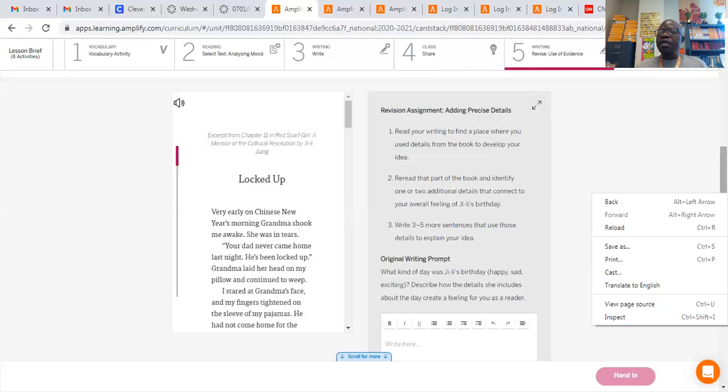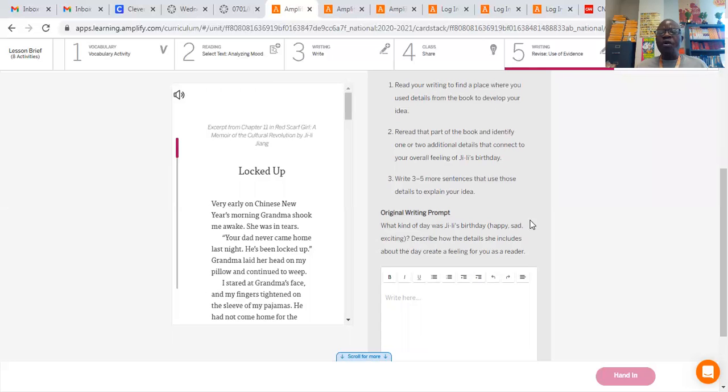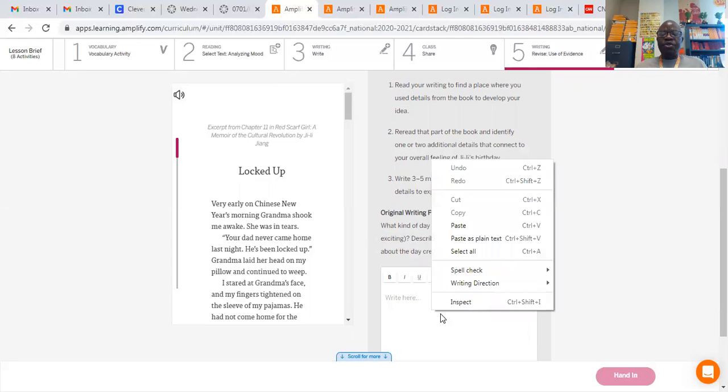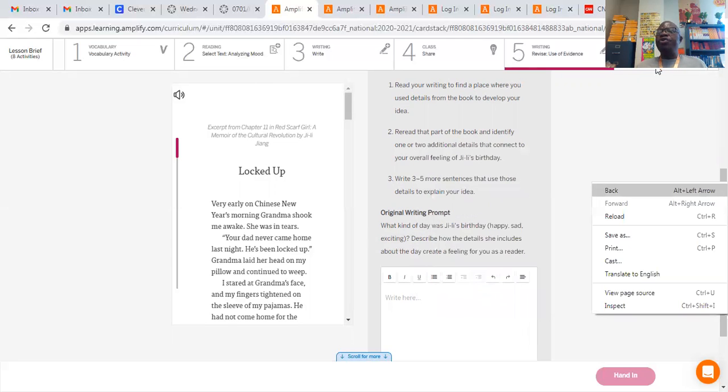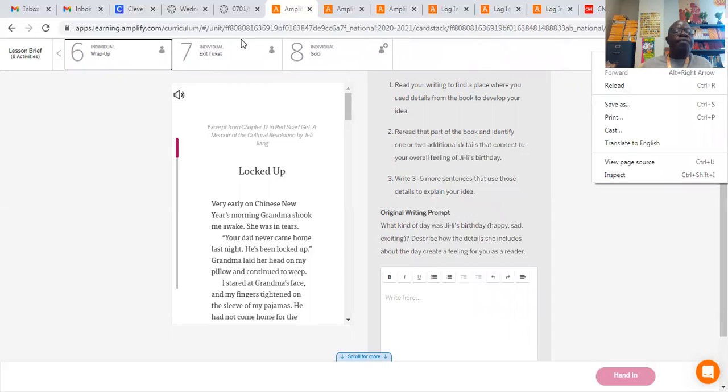And then the next point, original writing prompt. What kind of day was Jilly's birthday? Happy, sad, exciting? Describe how the details she includes about the day create a feeling for you as a reader. That is the assignment that we do here. And then we continue to 6.